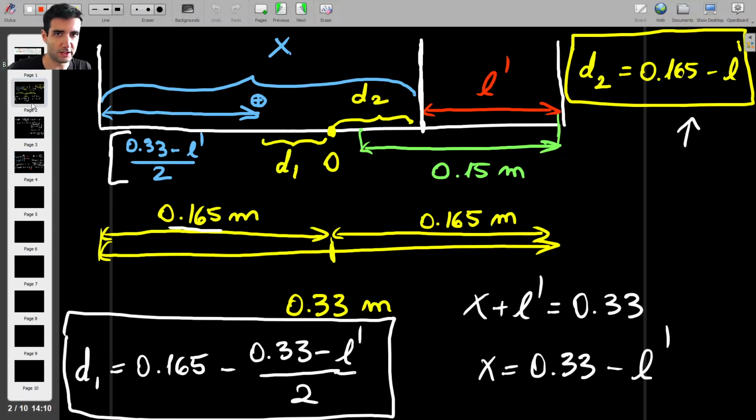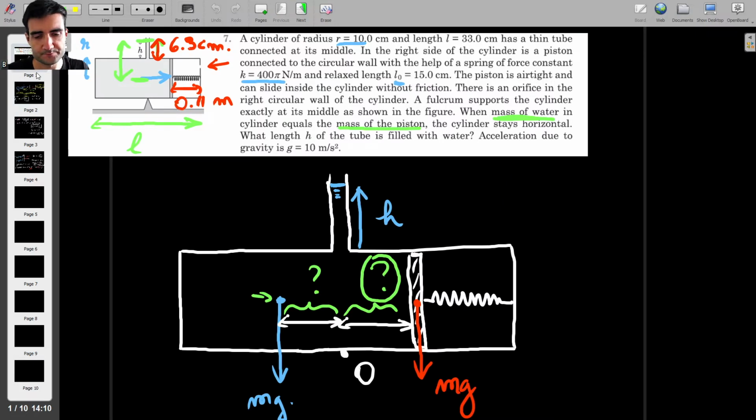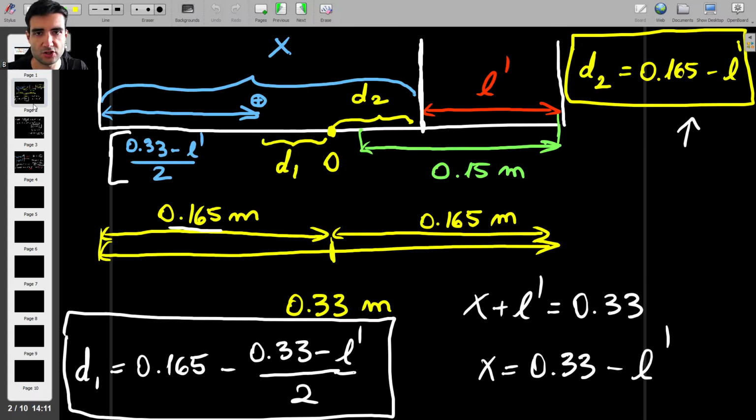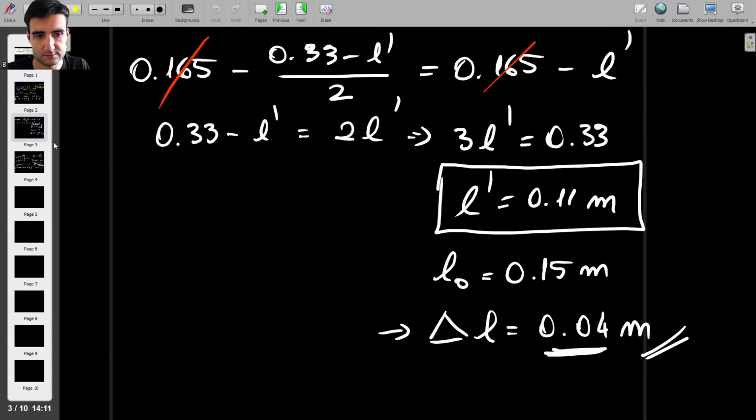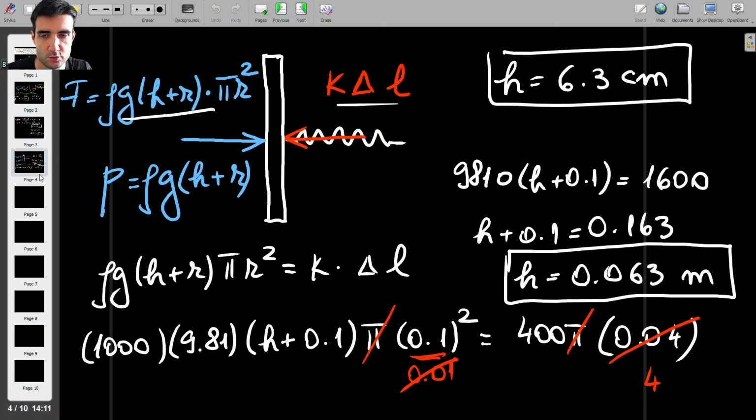Okay, so just to quickly recap, because there were quite a few steps going on. The first thing we did was we looked at a balance of moments, and we did that to find how much the spring has changed in length, and we found that here. And then we used the water pressure, which is acting on the piston, and that is equal to the spring force, and then we used that to finally find out what H is. And that's the end of the question.